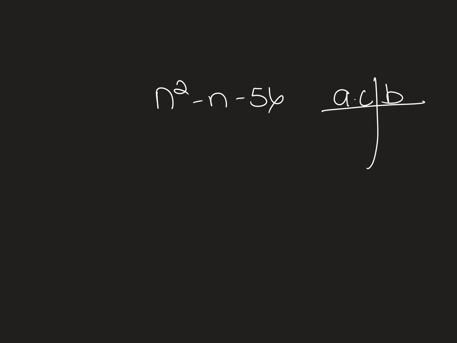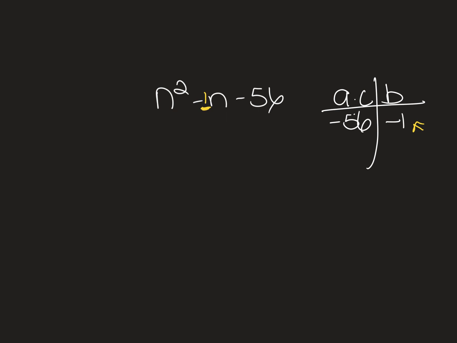So I need to find two factors that when they multiply together give me a negative 56, but when I add them together, they give me a negative 1. Look at my C value. What is the coefficient right there in front of that n? Well, it's a 1, and that is how I found my B value of negative 1.